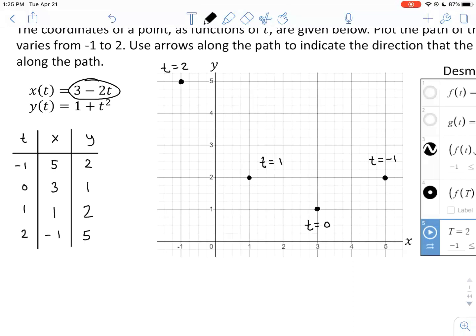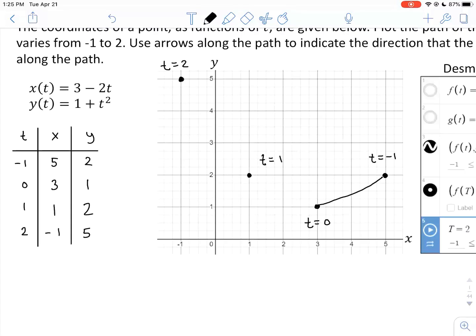Whereas the y coordinates had a dipping effect. They started at 2, they dipped down to 1 and went back to 2 and then up to 5. If I had done other points, I would have seen something like this happening, where the x's would have decreased while the y's dipped, and then the x's continued to decrease while the y coordinates go back up again. And so this would appear to be the path of the point as time varies from -1 to 2.